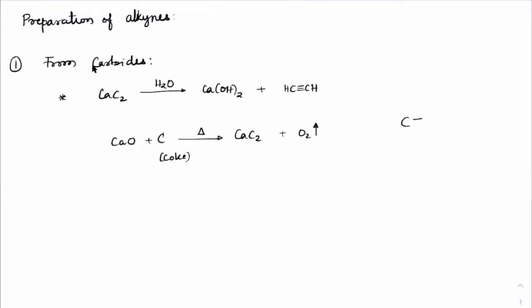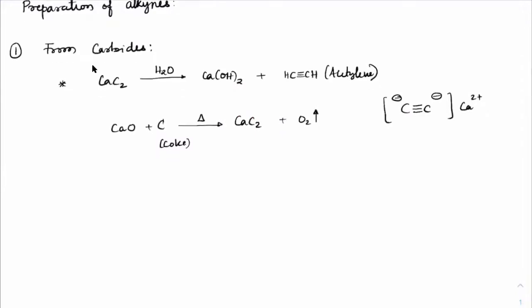Structurally, if you recall from group 1, group 2, you may have learned that C triple bond C with a negative charge on both sides is balanced by Ca2 plus by ionic bond. So this is the structure. That on hydrolysis gives us calcium hydroxide and acetylene. So you can see we'll get acetylene, the smallest of the alkynes.